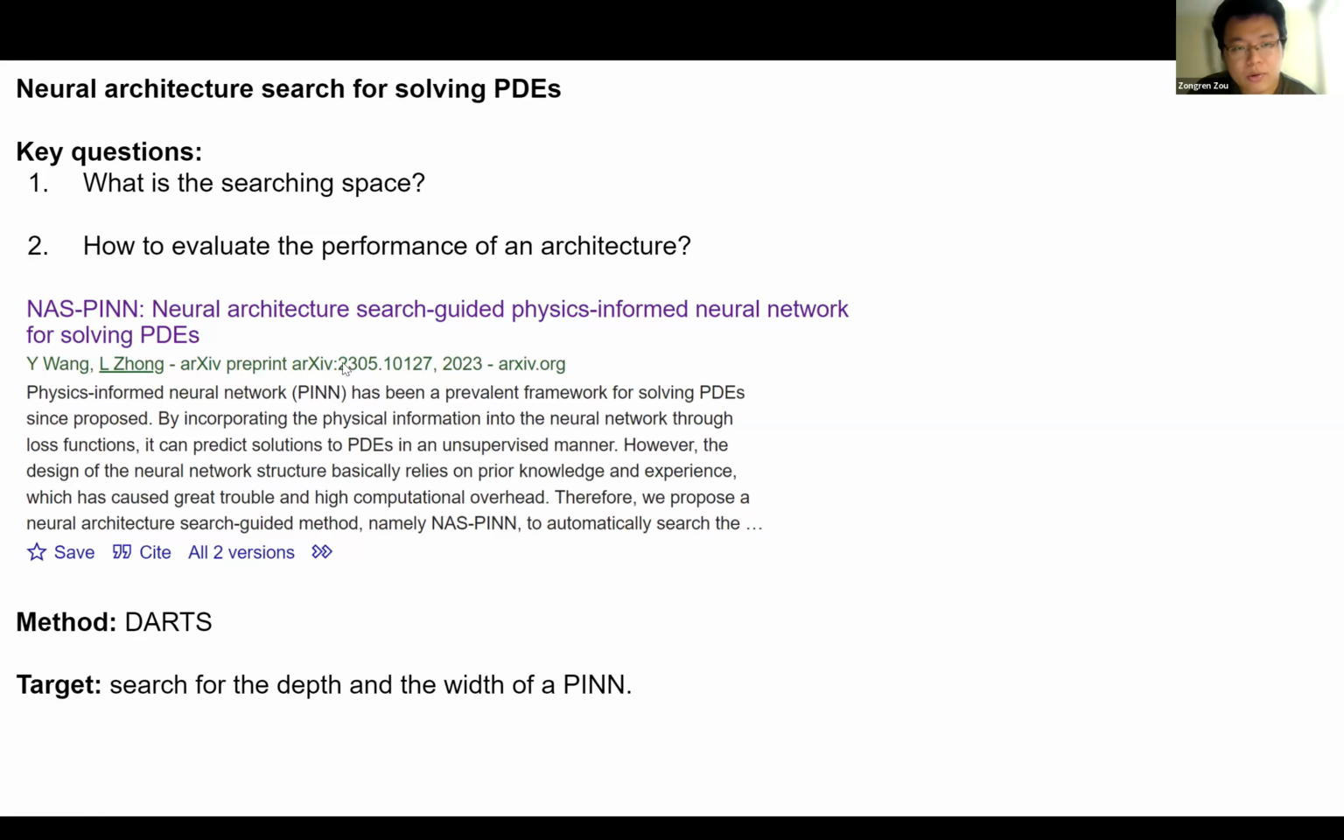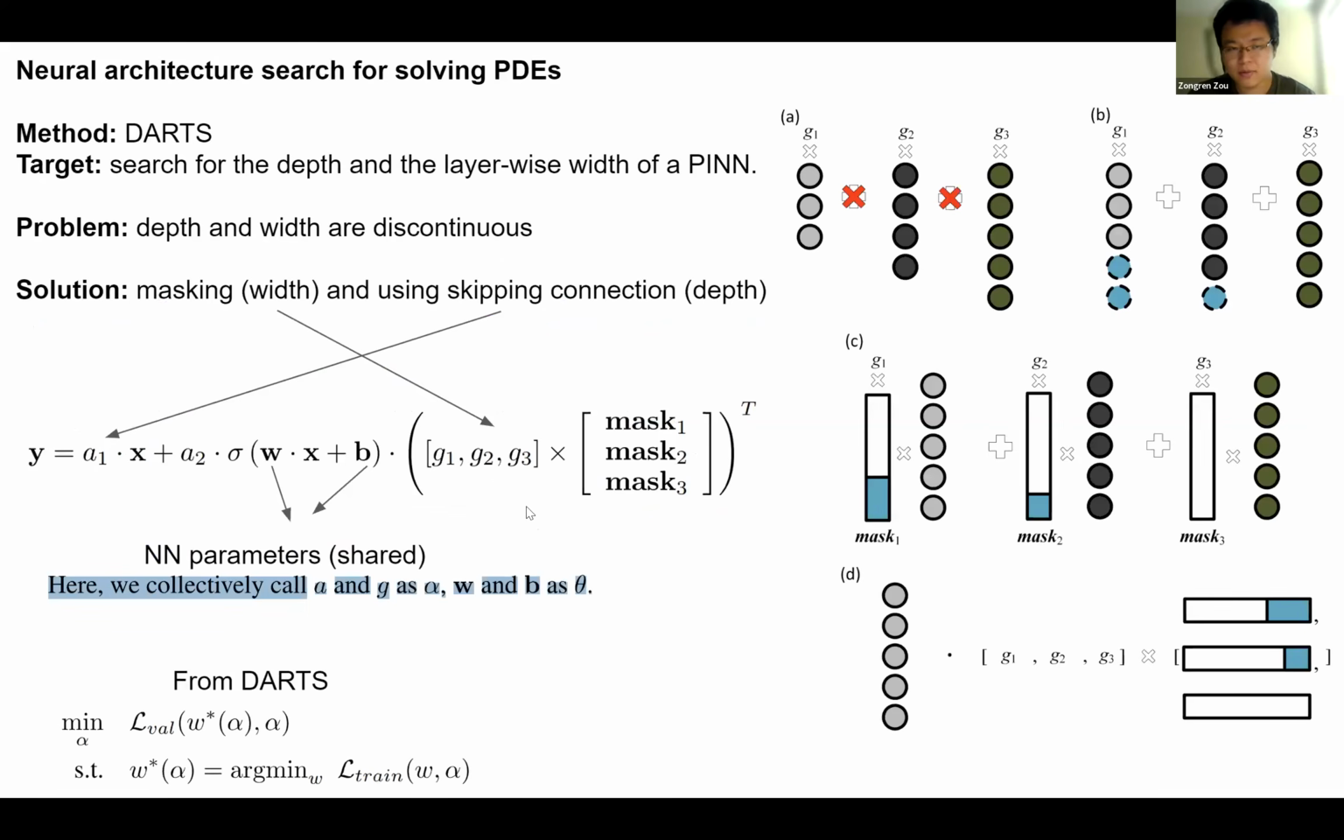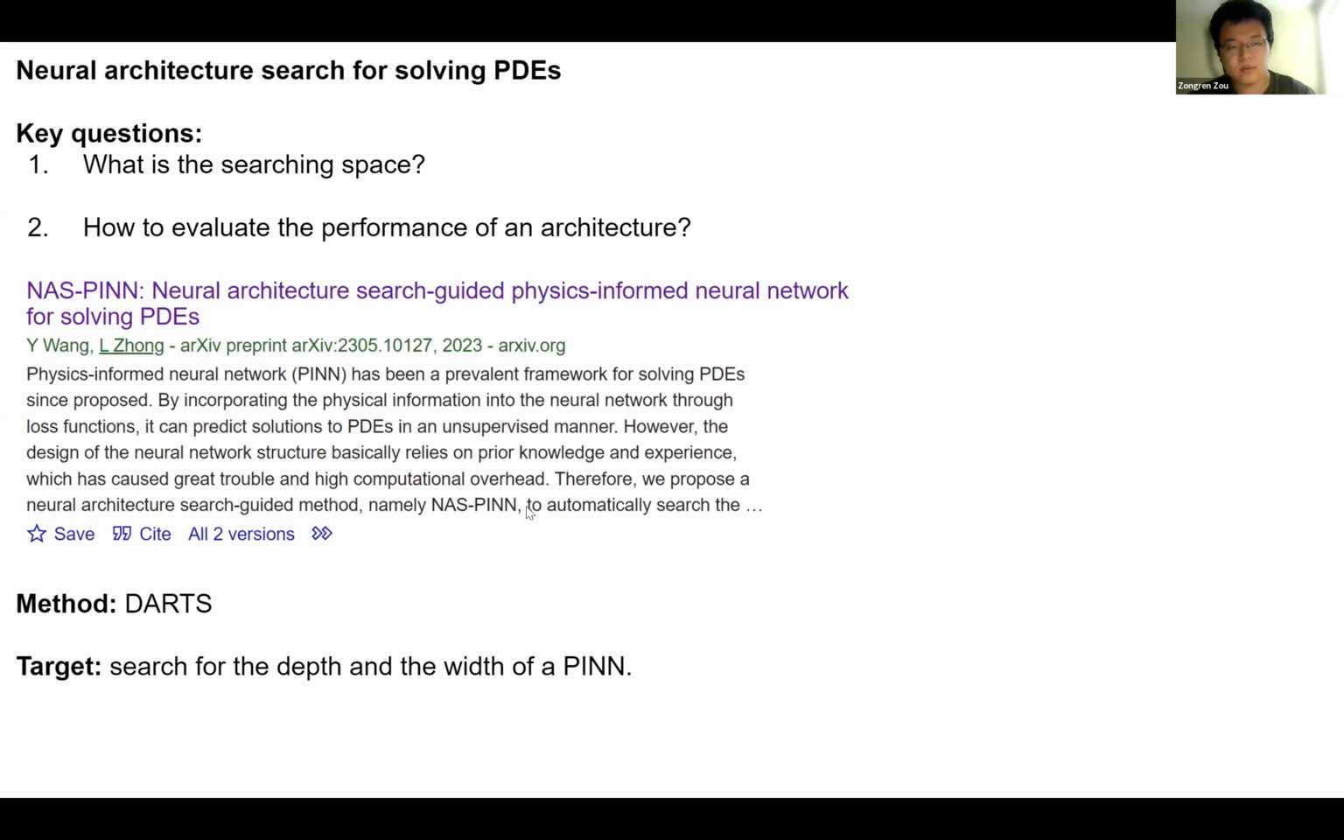So this paper was put on arXiv recently, named Neural Architecture Search Guided Physics-Informed Neural Network for Solving PDEs, NAS-PINNs. This paper used the DARTS method to search for the architecture for PINNs, and the target is to search for the depth and the width of the PINN. So the searching space now is a space of neural networks with different depth and width. Like I said, we don't really use any other types of operation. Normally we just use a fully connected neural network for PINNs.